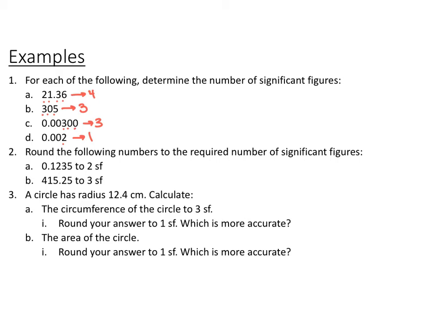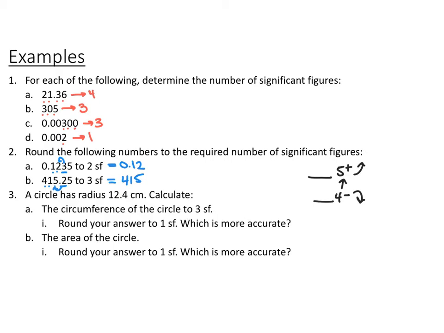So now we want to round to significant figures, so we have this number 0.1235, and we want to round that to 2 significant figures. And then 415.25, we want to round that to 3 significant figures. So remember, when you're rounding, you find the place that you want to round to, and then the number after that, if it is a 5 or bigger, you round up. If it is a 4 or smaller, you round down. So go ahead and pause the video and round A and B to the given number of significant figures.